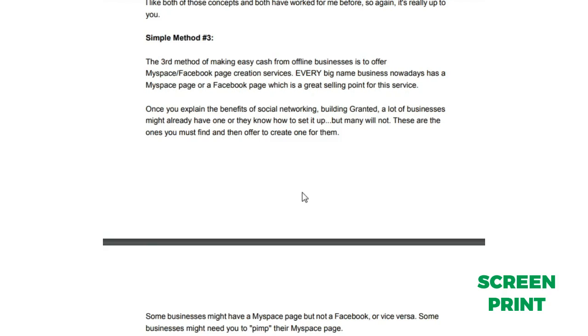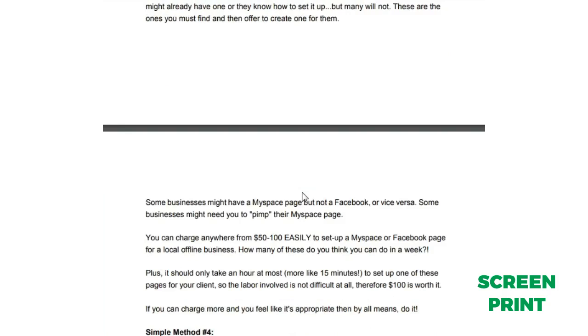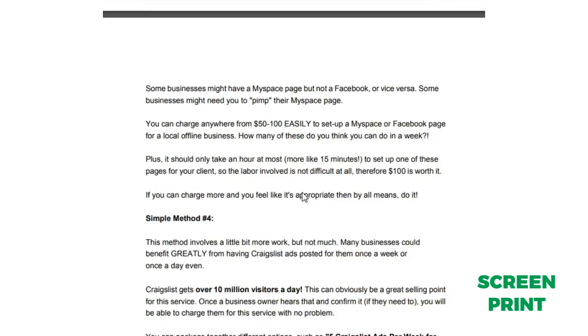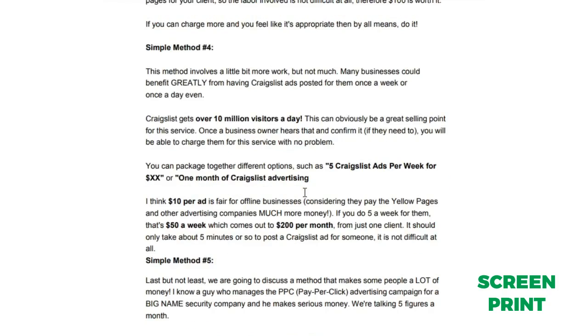Those are the ones you must find and then offer to create one for them. Some businesses might have a MySpace page but not a Facebook page, or vice versa. Some businesses might need you to pimp their MySpace page.